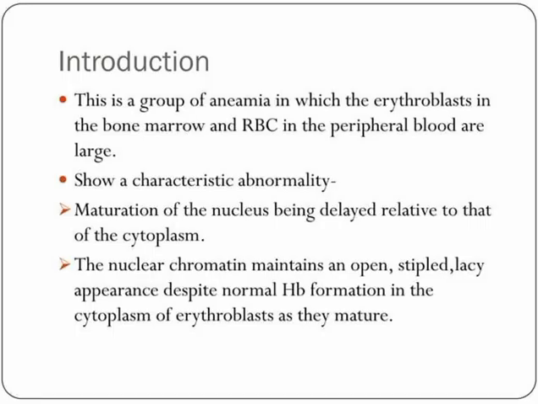Usually there is a characteristic abnormality, that is, the size of the red blood cells appears very large compared to the normal ones. Maturation of the nucleus is delayed relative to that of the cytoplasm. As the erythroblasts are large, it may lead to slow maturation because they have a large amount of cytoplasm. The nuclear chromatin maintains an open, stippled, lacy appearance despite normal hemoglobin formation, which is the chromatin formation seen in the cytoplasm of erythroblasts as they mature.